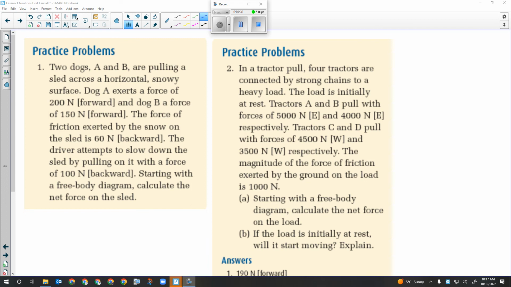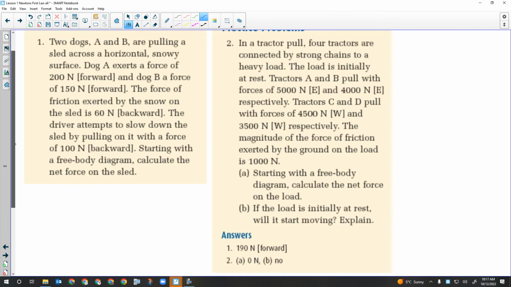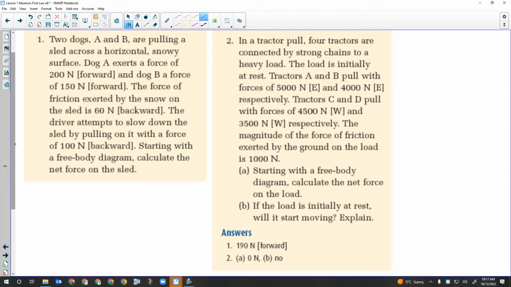So for question number 1, we've got 2 dogs, A and B, pulling a sled across a horizontal snowy surface. Dog A exerts a force of 200 newtons forward, and dog B a force of 150 newtons. Both of these questions do something very bad: they don't tell us the mass of the object being pulled or pushed, and they really should. So for our first one, we'll have the box, which is going to represent the sled. We don't know what the mass is, so I'm just going to write M in the middle.